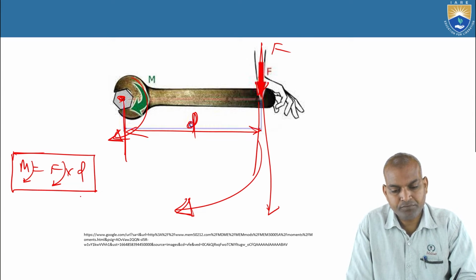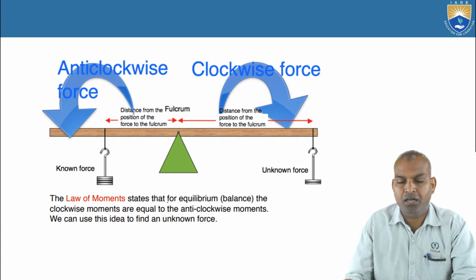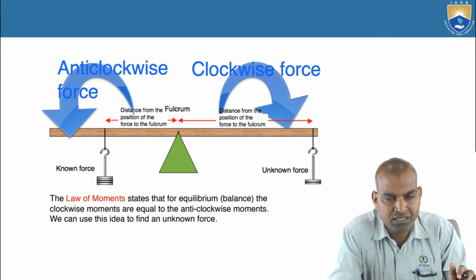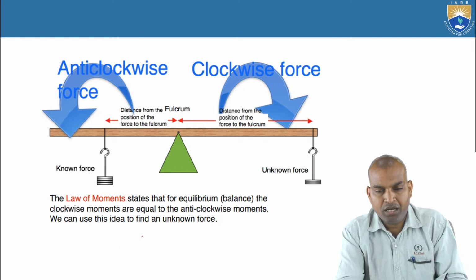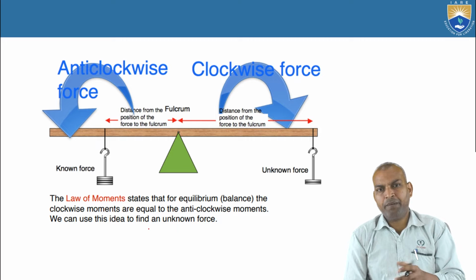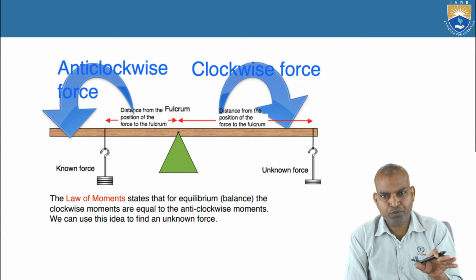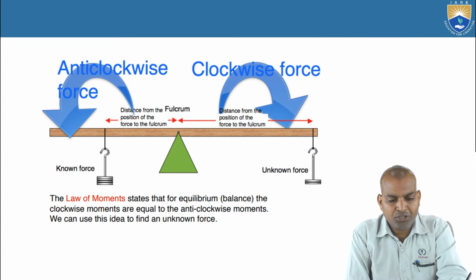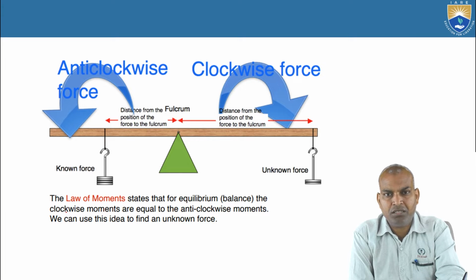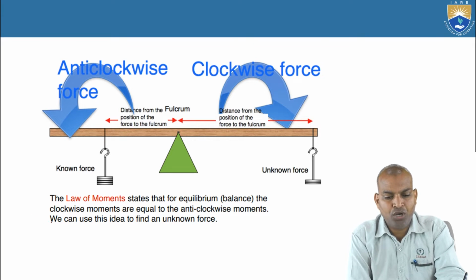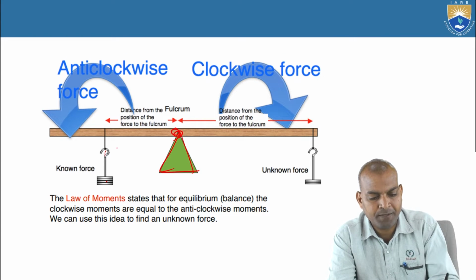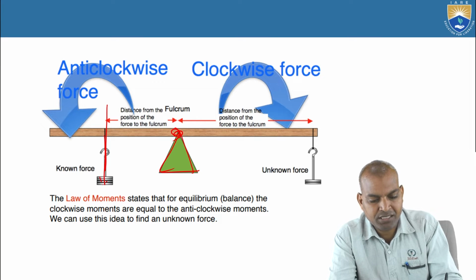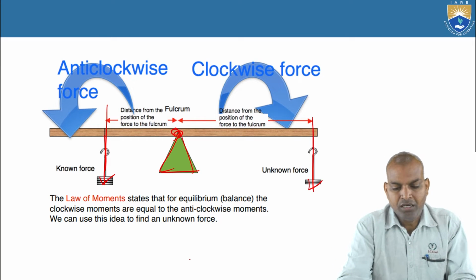All right. The next one is the seesaw example, the law of moments. What is the law of moments? It states the condition of equilibrium, or balance. What is equilibrium? It is the balancing position, with no motion. The clockwise moments are equal to the anti-clockwise moments. Here we have the distance, the known force attached, and the pivot point or fulcrum point. This is the fulcrum point, and we attach a weight here and another weight there.